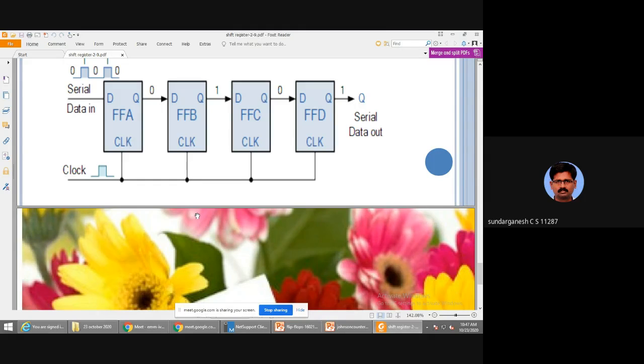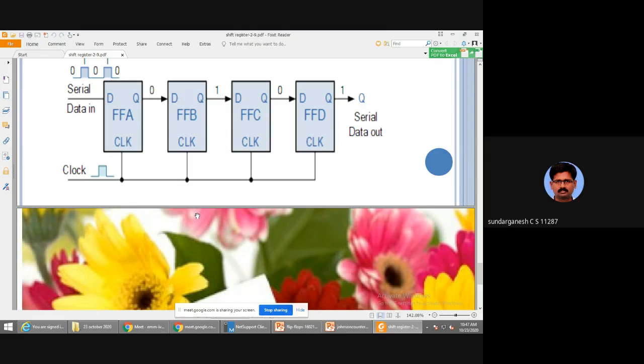Next I have to give the data 0. At the second clock pulse, this 0 will arrive here, 1 will move here, this 0 will move here. Next I have to give the data 1. So this 1 will come here, 1 will come here, 0 here, 1 will come here. This is the third clock pulse. In the third clock pulse, this is the output. You see, I get only 1.